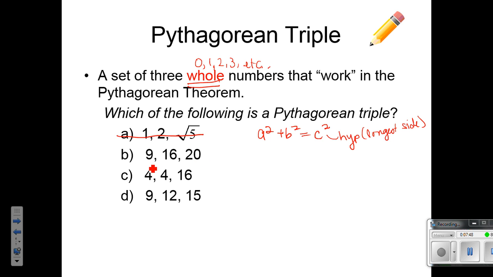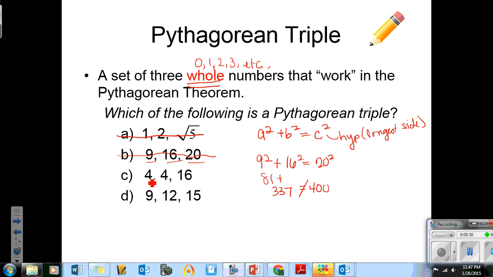So when I'm looking at these numbers, 9, 16, and 20, I will know that the hypotenuse is 20. All right, so I'm going to plug in the 9. 9 squared plus 16 squared equals 20 squared. 9 squared is 81. 16 squared plus 81, I'm going to do that in my head, comes out to be 337 equals 400, because 20 squared is 400, and that does not equal. Therefore, that is not a Pythagorean triple.